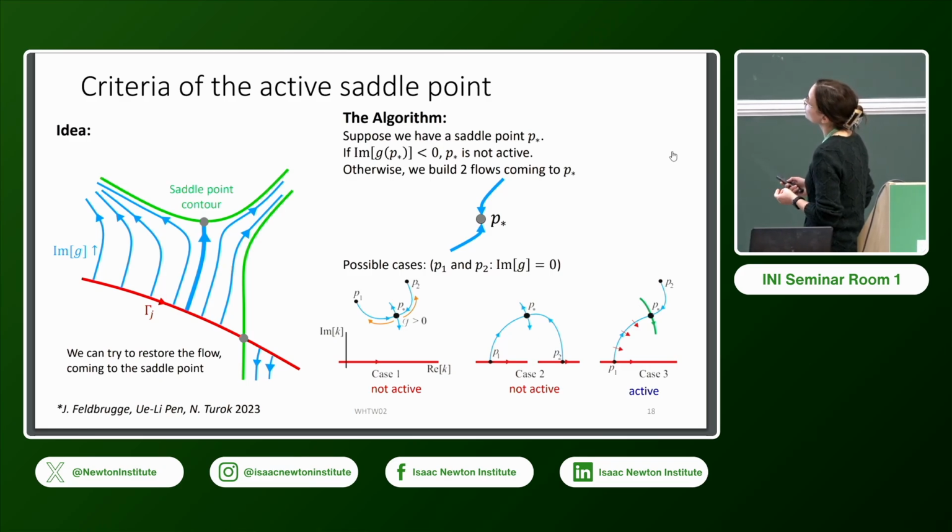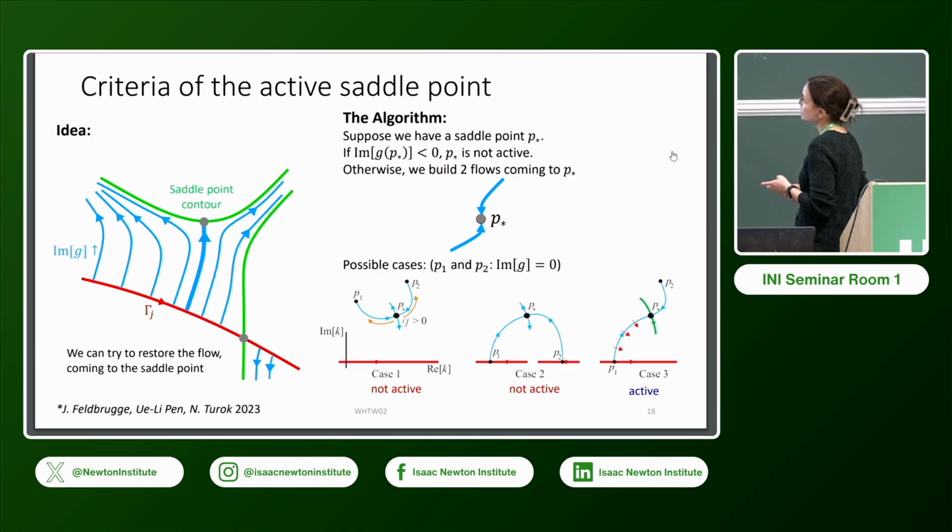Then we plot two lines of decreasing imaginary part of the G function, and we look at what we have. We stop at the points when the imaginary part of G equals 0. Three cases are possible. In the first case, the final points are not on the initial contour, which means that this saddle point is not active.